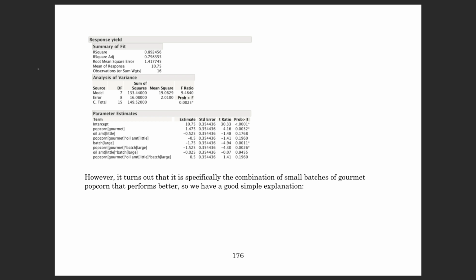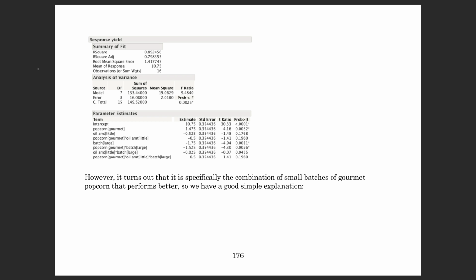If we look at the results here, you can see that the three-way interaction does not appear to be significant. And of the two-way interactions, the only one that seems to be significant is popcorn crossed with batch. And if you look at the main effects, you can see popcorn is significant, oil amount does not appear to be significant, and batch appears to be significant. In other words, this suggests that it's the type of popcorn and the batch size and their interaction which are what's important here.